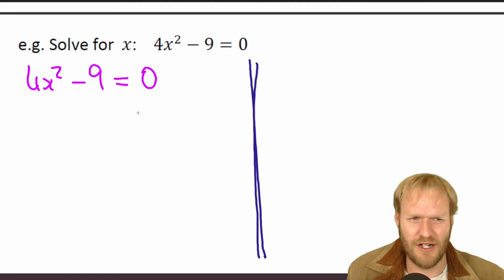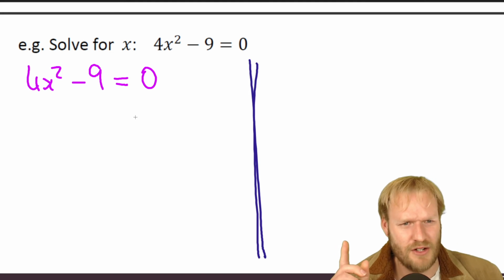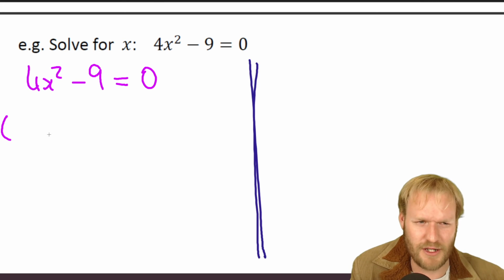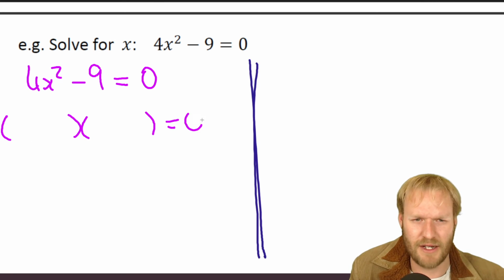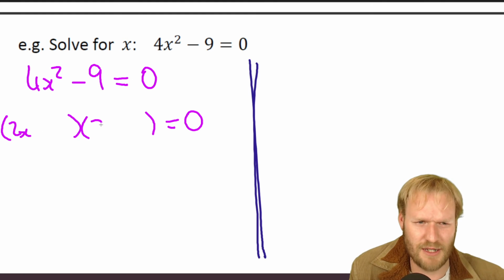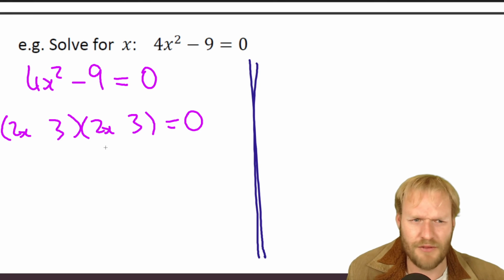And then we factorize. First thing you do when you factorize, no common factors. Then we look for maybe difference of two squares or trinomials. This looks like a difference of two squares. So I go bracket, bracket, bracket, bracket equals 0. I know how to do this one. 2x times 2x is 4x squared. 3 times 3, that gives us 9.